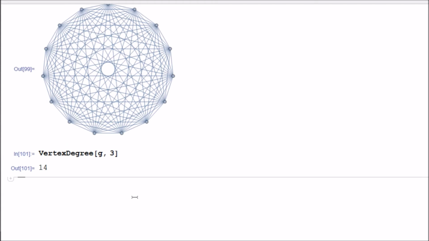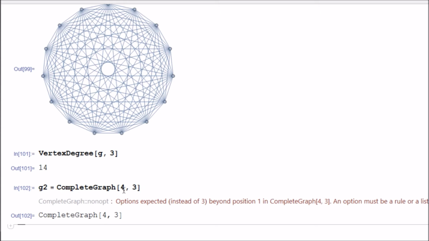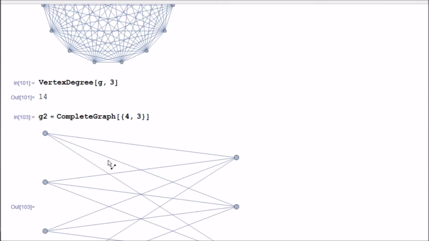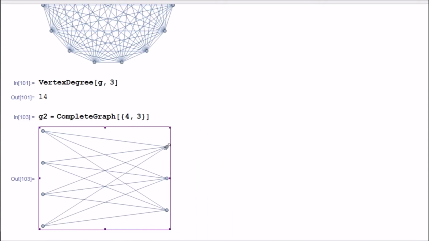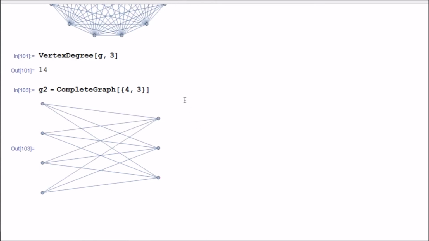Then we said that we had a complete bipartite graph defined in a similar way, just with groups of vertices. So let's let G2 be our new graph. We again type complete graph, but now we give it new parameters. So we give it a number of vertices in each group. So we had 4 and then 3. This should be in curly braces. And there's the graph that we already saw.